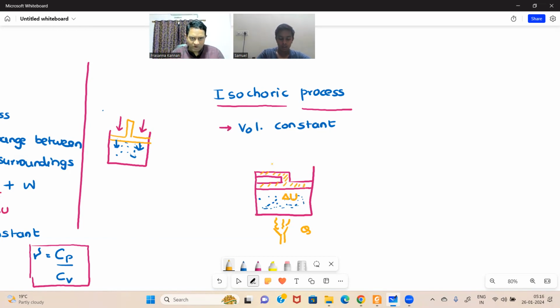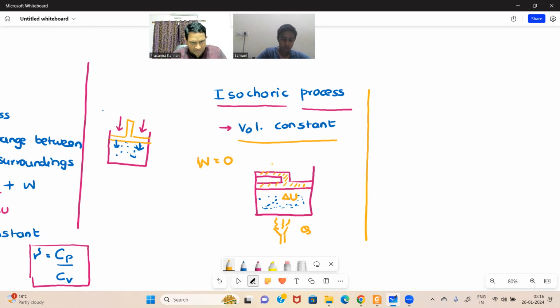So this is how I maintain volume constant. Is that clear? Yes, sir. So when volume is constant, the piston cannot move. If the piston cannot move, the work done is what? So work done in an isochoric process is zero.